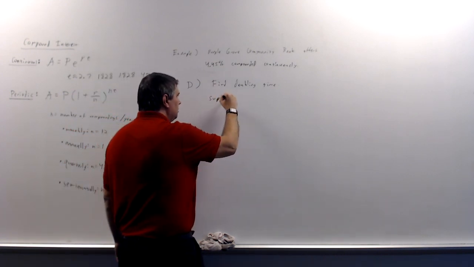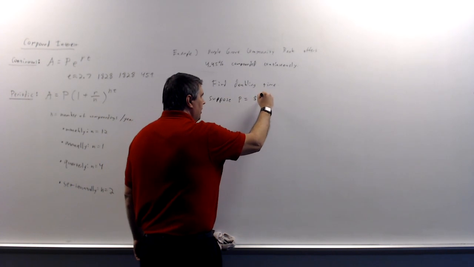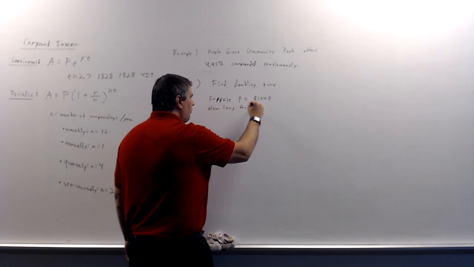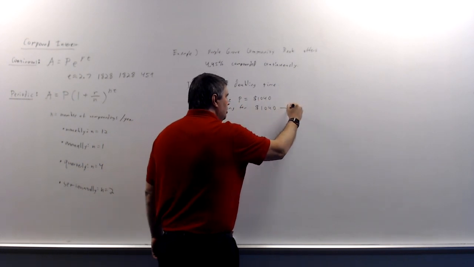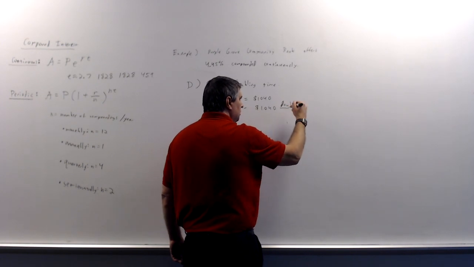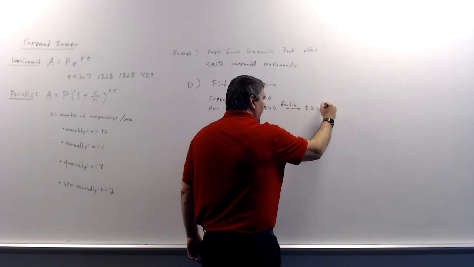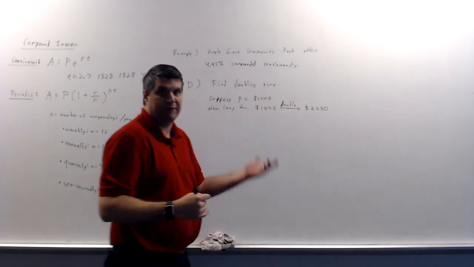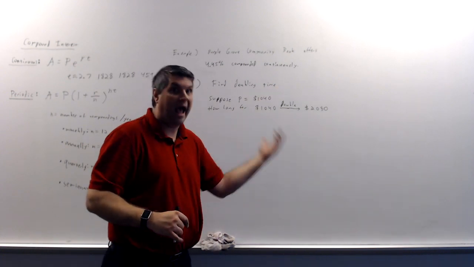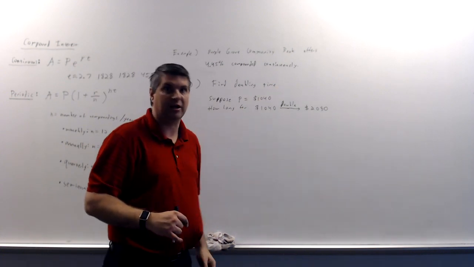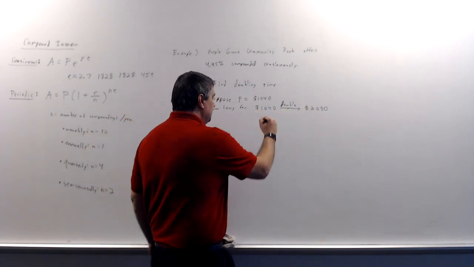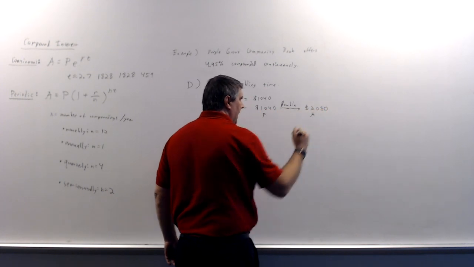Suppose P is 1,040. How long for 1,040 to double to 2080? If you want to do 100, how long for it to double to 200? If you want to do 1,000, how long for 1,000 to become 2,000? It really doesn't matter what you start with as long as you double it. So this would be my P, this would be my A.